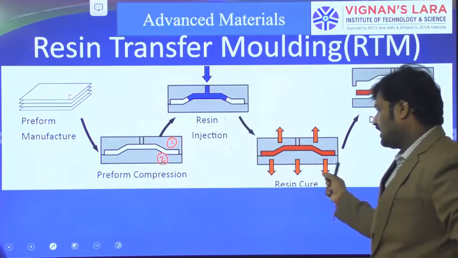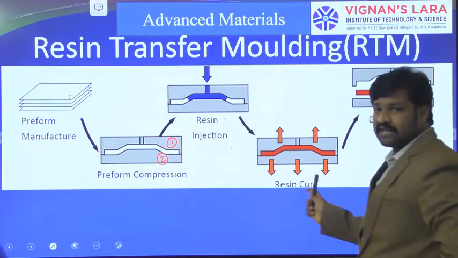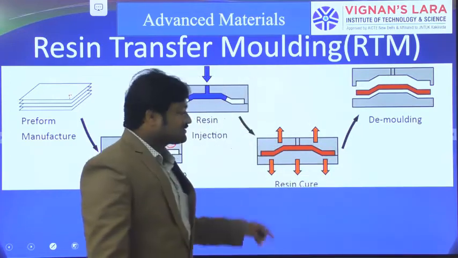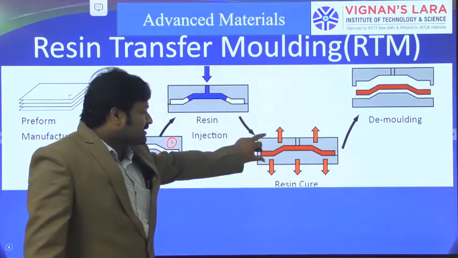The next one is resin curing. It depends upon the type of the resin. Here we are going to supply heat. Already we are supplying the pressure.